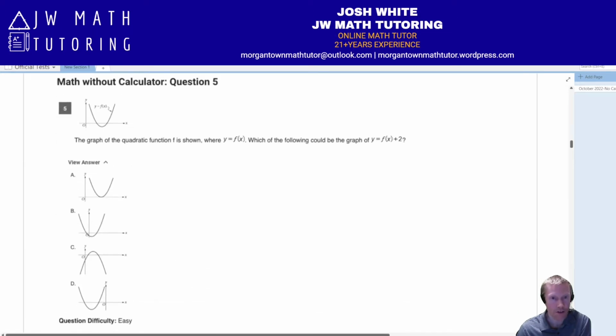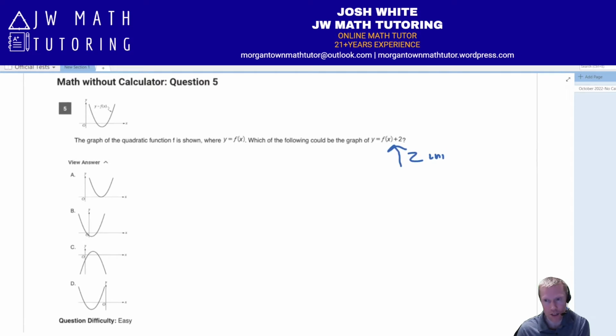Moving on now to question 5. Here you are given the graph of a quadratic function, or a parabola, and you want to know which of the following answer choices could be the graph of f of x plus 2, with the 2 outside the parentheses. So this 2 outside the parentheses means it's going to be a vertical shift up 2 units. Therefore, when we look at the possible answer choices, A is going to be the only one that makes sense.